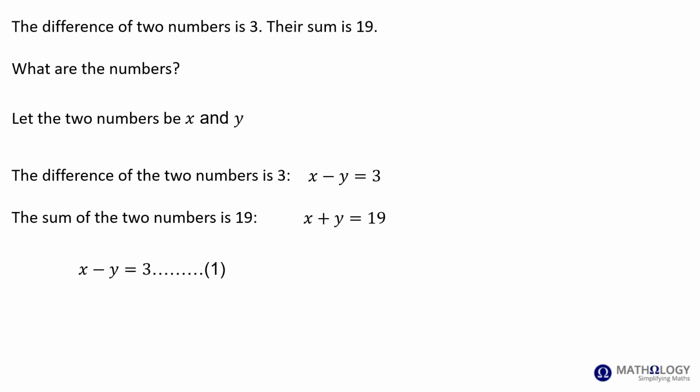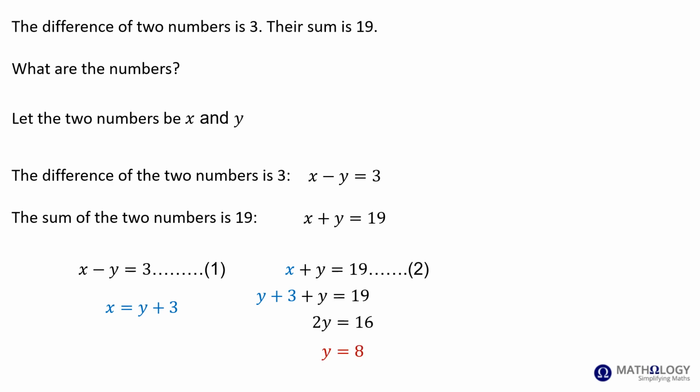The second method of substitution involves isolating one of the variables from one of the equations, and then substituting this expression into the other equation, and solving for the relevant variable. Isolating x from the first equation gives us x equals y plus 3. We now substitute this expression into the second equation and solve for y. Y therefore equals 8. And to determine the value of x, substitute this value of y into either of the original equations. X therefore equals 11.